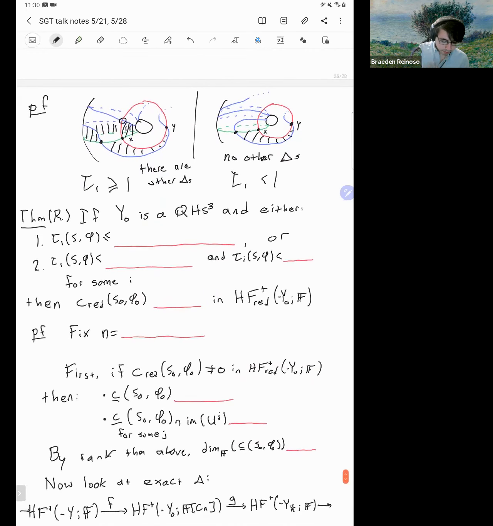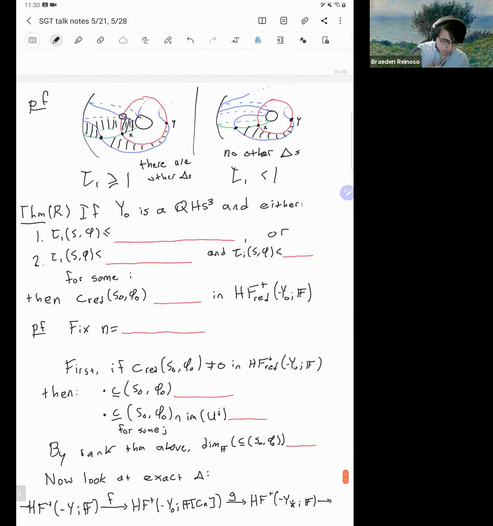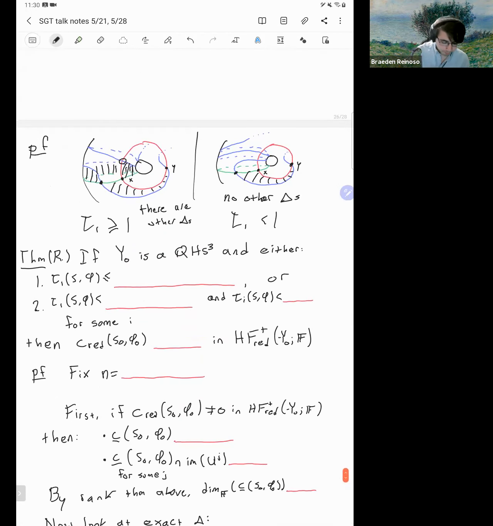Okay, so finally, let's just go through a proof of the main theorem, and then I'll call it there. I don't want to go too far over. So again, let's just remember what the main theorem says.